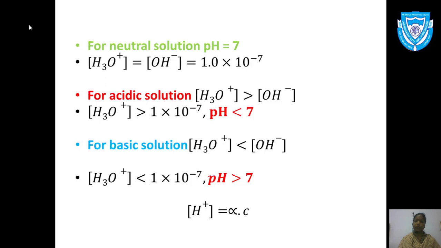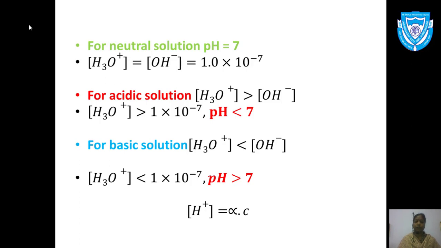So this way we can calculate for the basic solution the OH minus ion concentration, and then we go for the pH of the solution. It doesn't mean that if there is OH minus ion concentration in the solution, then there is no H plus ion concentration. It should be less or more. The H3O plus ion concentration or the OH minus ion concentration should be less or more, and from the equation we have to calculate the pH and the pOH.